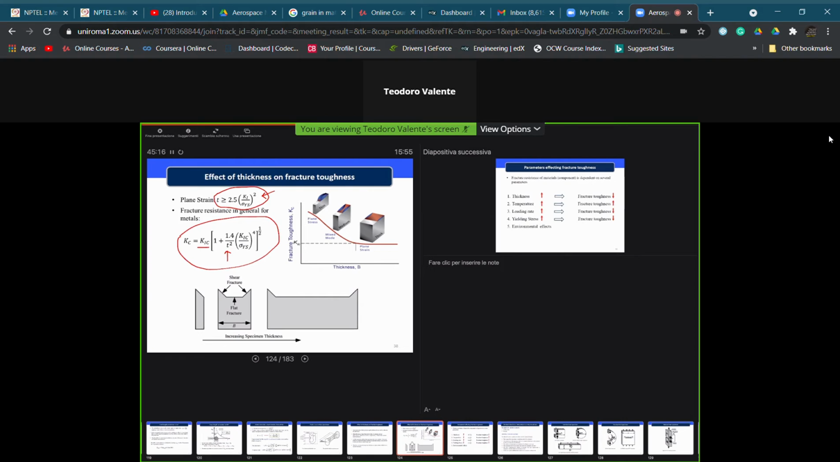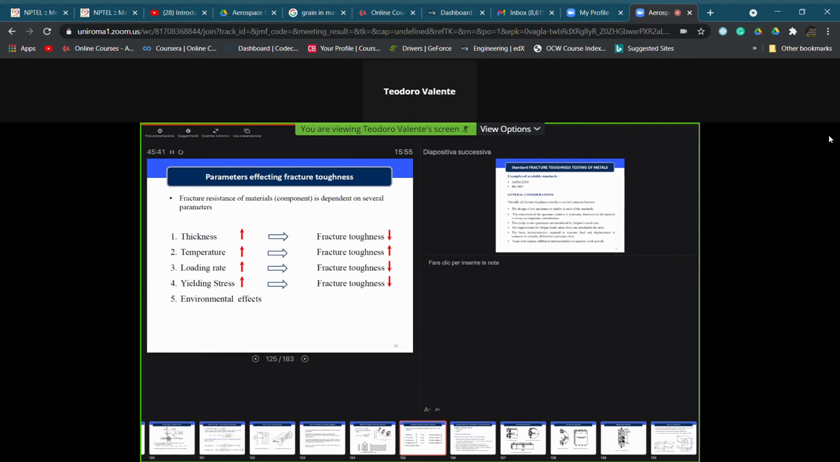If this condition is not satisfied, then we can make the same calculations, but we need to use a different value of the fracture resistance, Kc, which is corrected, starting from the constant value K1C, according to the thickness of the specimen itself. And the fracture resistance of materials, that is of the component, thus depends on several parameters.